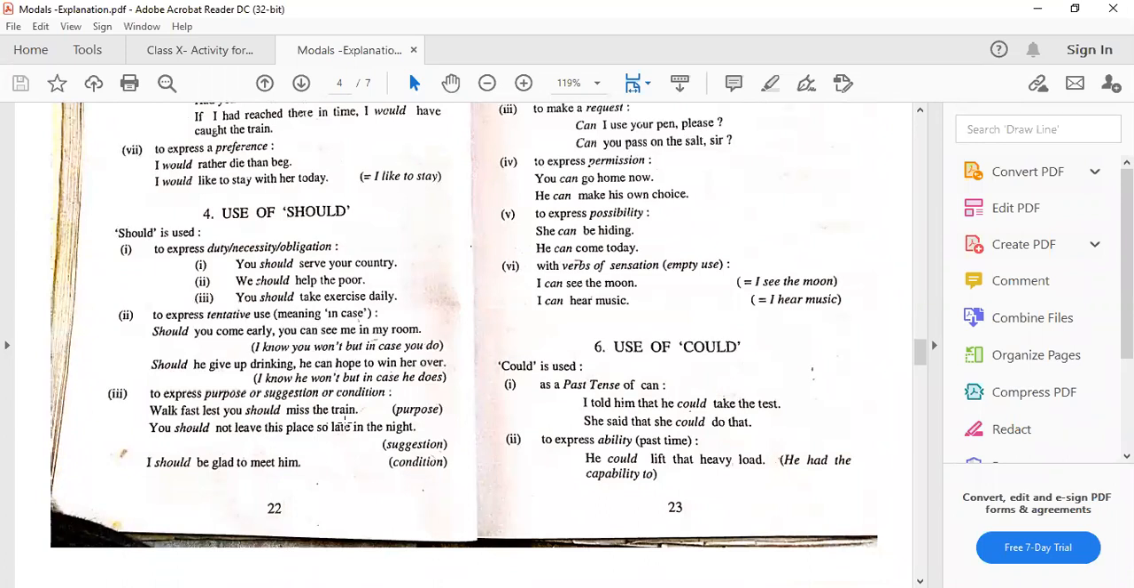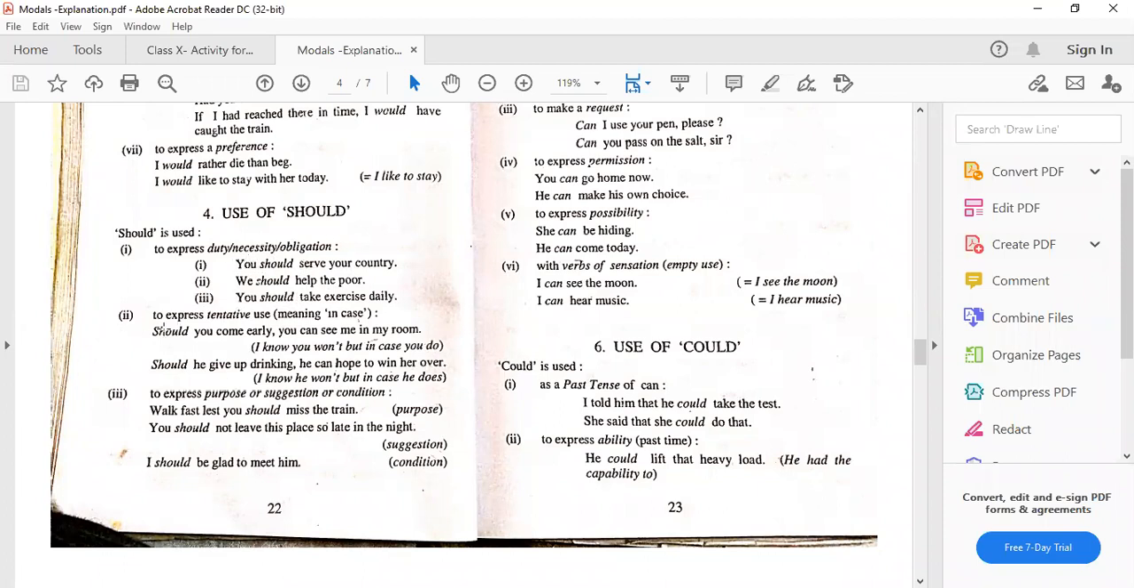आपकी कोई ड्यूटी है, आपको कोई काम करना चाहिए. For that you want to give your expression, then we use should. You should serve your country. We should help the poor. You should take exercise daily. Here we are giving suggestion to someone, or we think that we should do this work, as we should help the poor. It's not must. It's only your duty. And necessity, ज़रूरत है कि ऐसा होना चाहिए.